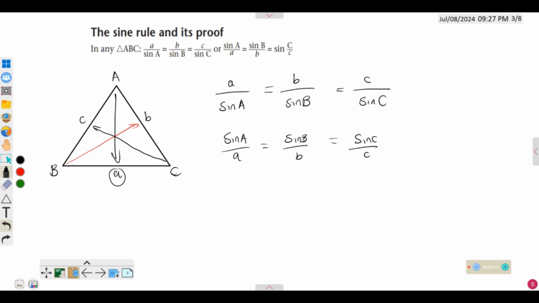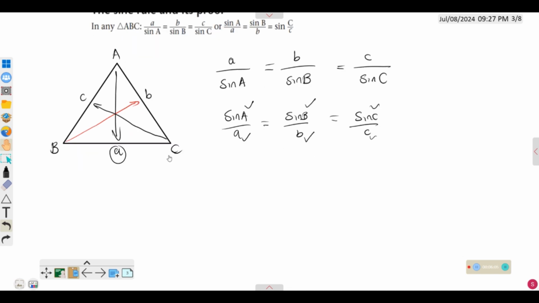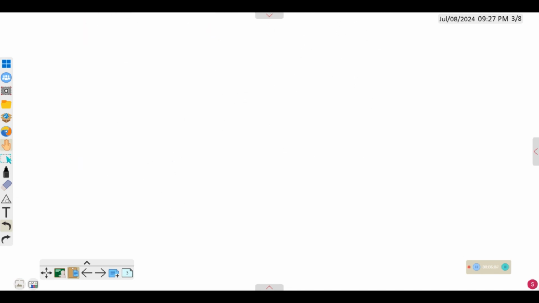But it always has to match. A always has to go with small a, B always has to go with small b, and C always has to go with small c, right? So that's what the sine rule says. Now we'll jump into the proof of that, which tells us that, first of all, in order for us to complete the proof, this is what we need first.